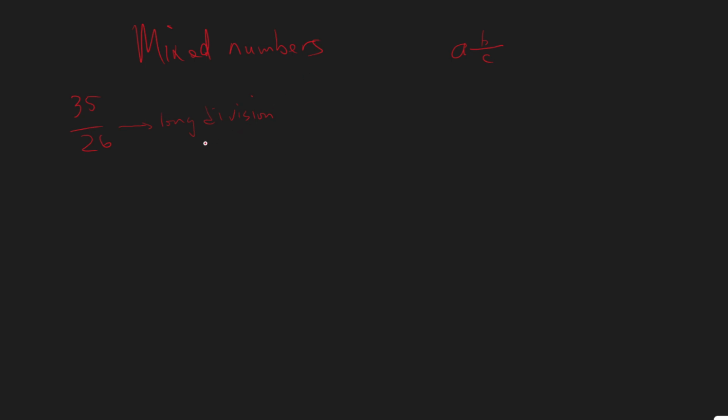So that's how we're going to convert this to a mixed number. We're going to use what is called long division. So let's do that right now. Let's do that long division. This is 35 over 26.